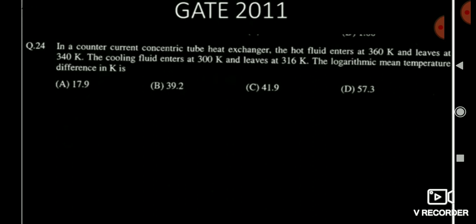Now you see here one question asked in the 2011 paper. You clearly see that whatever concept I have given, it is fully based upon data only. In a counter current concentric tube heat exchanger, a hot fluid enters at 360 Kelvin and leaves at 340 Kelvin, and the cooling fluid enters at 300 Kelvin and leaves at 316 Kelvin, and it is asking about the logarithmic mean temperature difference.